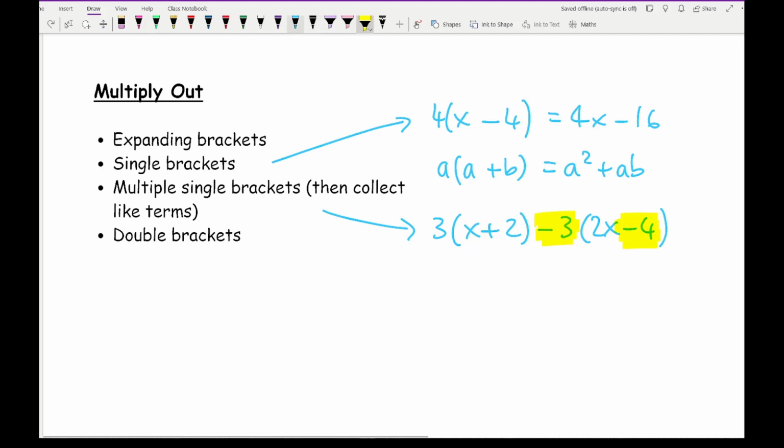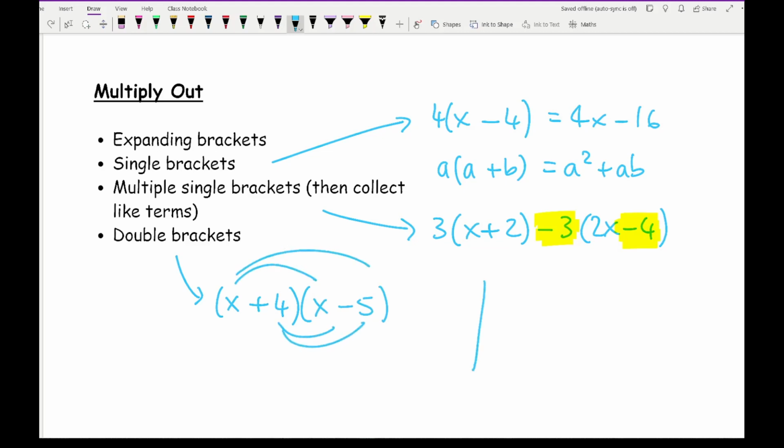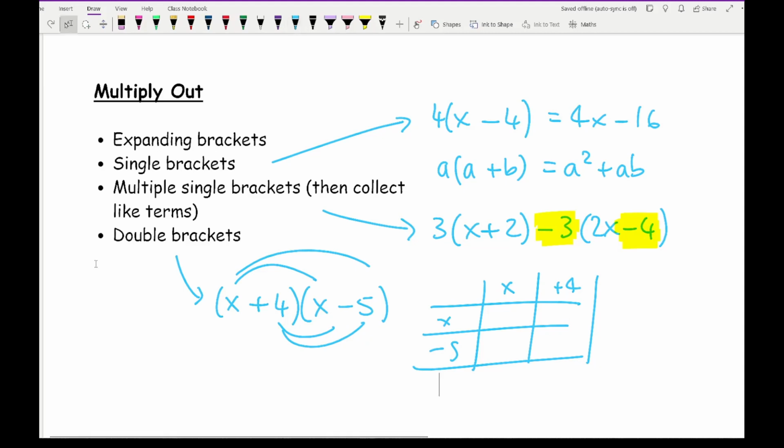Double brackets could be on there as well, so just make sure that you know how to expand double brackets. Two of the most popular options for expanding brackets are using smiley face loops, or FOIL, or you could use the grid method, which I know a lot of students tend to use as well. So here we've got (x plus 4)(x minus 5). And again, if you're not sure, the video in the description link will go through this topic in all its entirety.